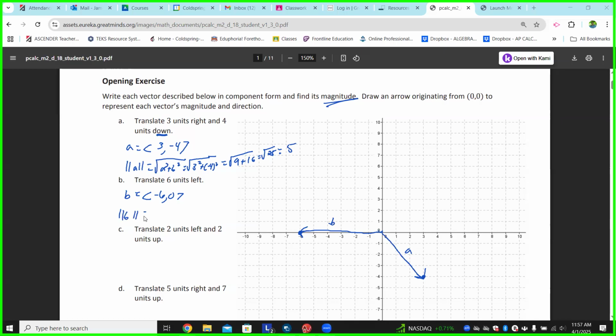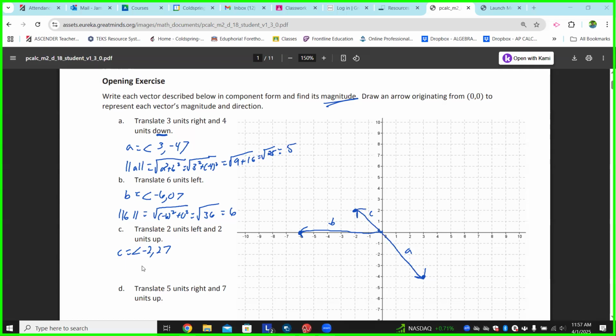So to find the magnitude of this guy, it would be -6 squared plus 0 squared. What's -6 squared? 36. 36 plus 0, 36. And then square root of 36 is 6. Good. Questions? Awesome. Vector C here, translate 2 left, 2 up. -2, 2. All right. So here we go.